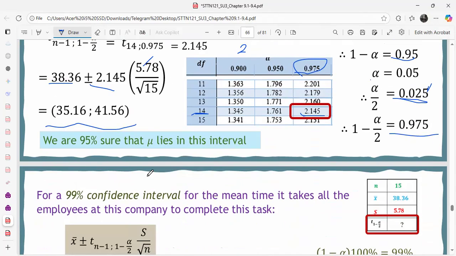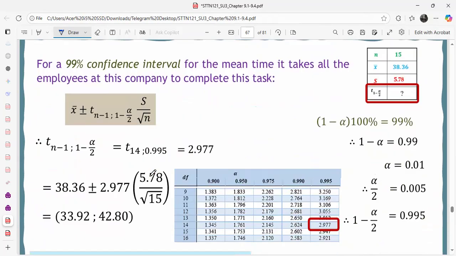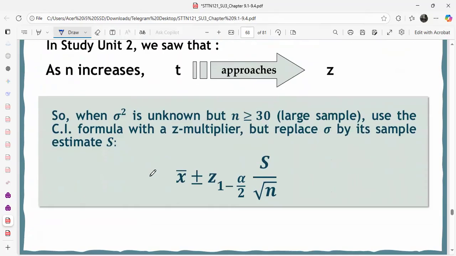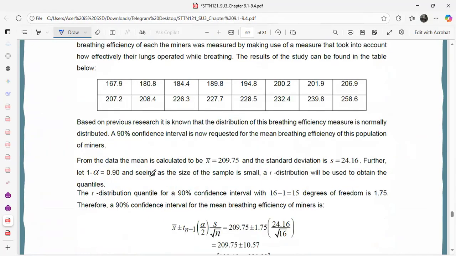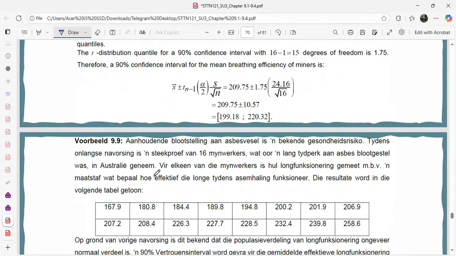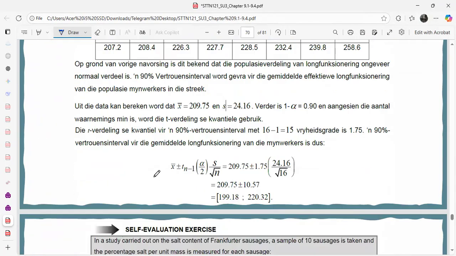So you see the difference now. You just need to check if n is less than 30 or greater than 30, and if the population standard deviation is known or unknown. You need to check that. And what's the other one? There's this one, the one for the proportions.